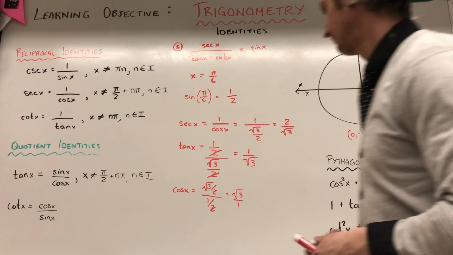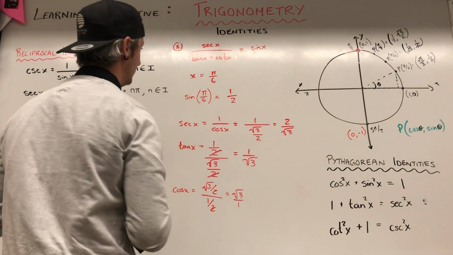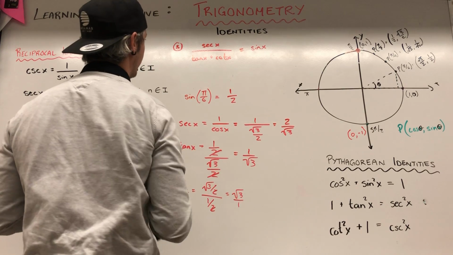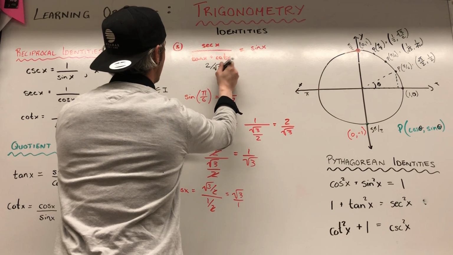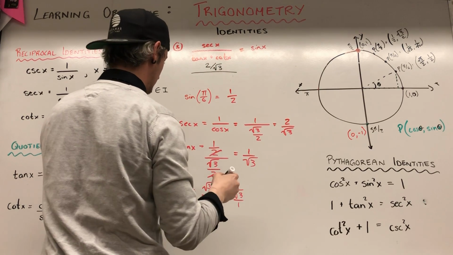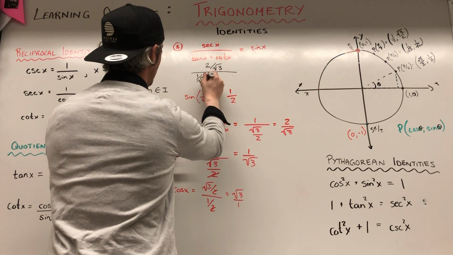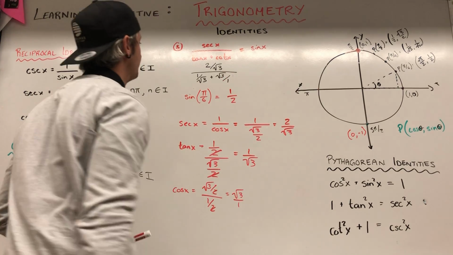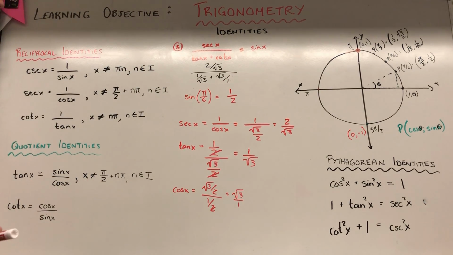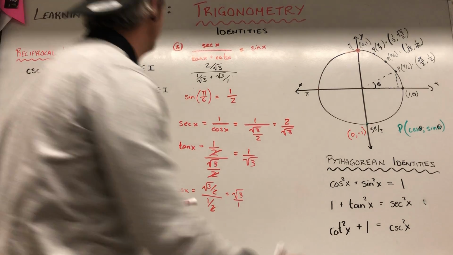So let's check it now. I'm going to check it right here, knowing that it's pi over 6. So it's 2 over root 3 divided by 1 over root 3 plus root 3 over 1. What a mess. But let's keep going with it.